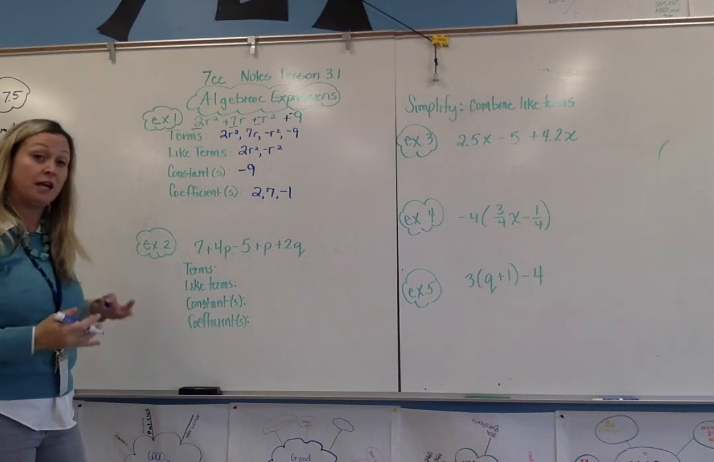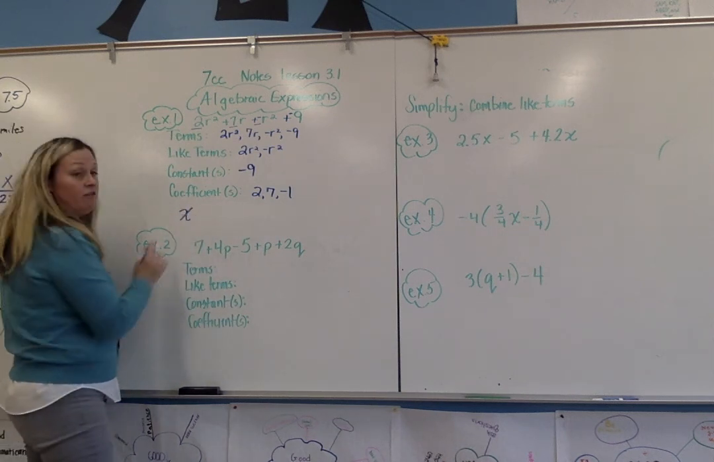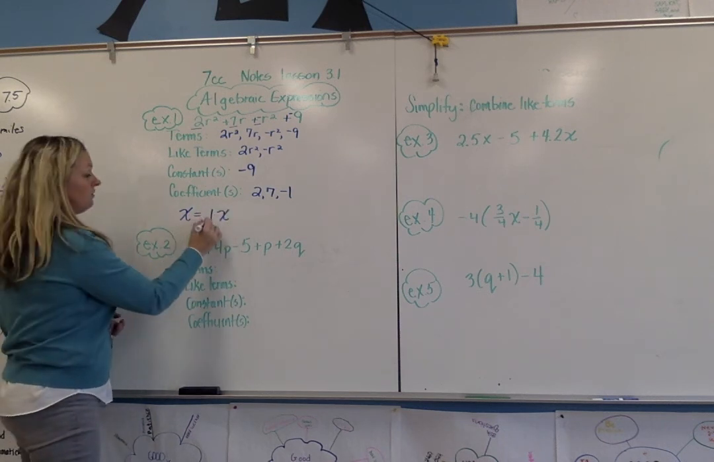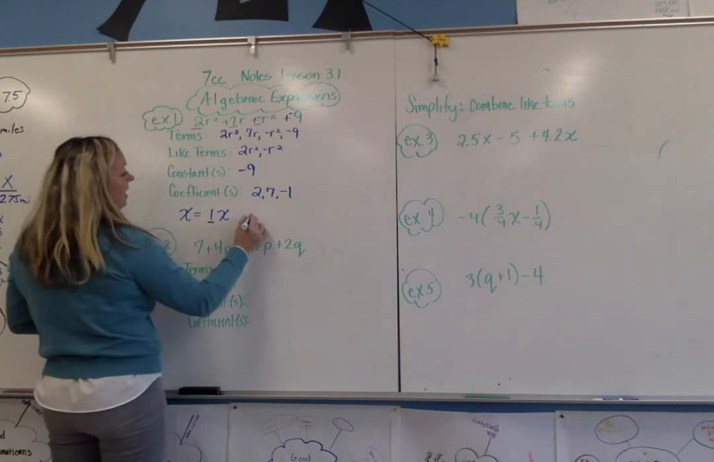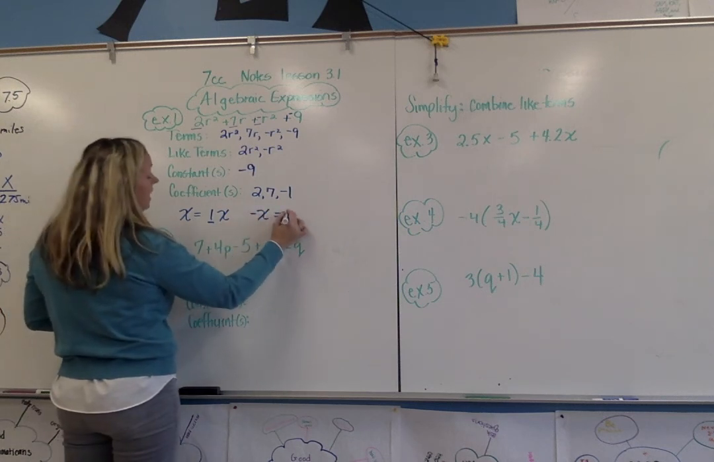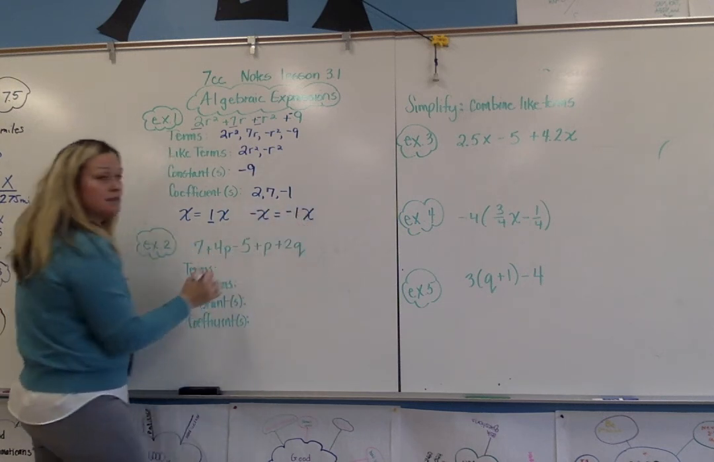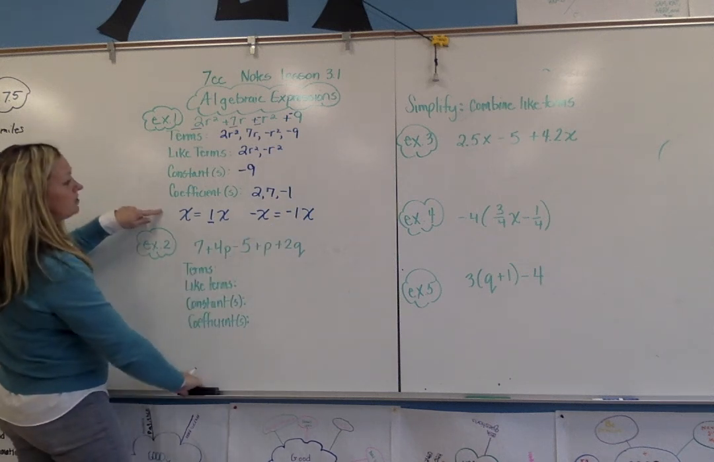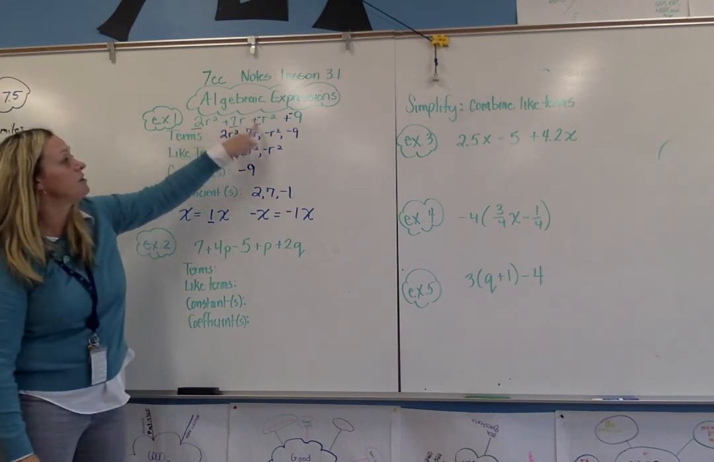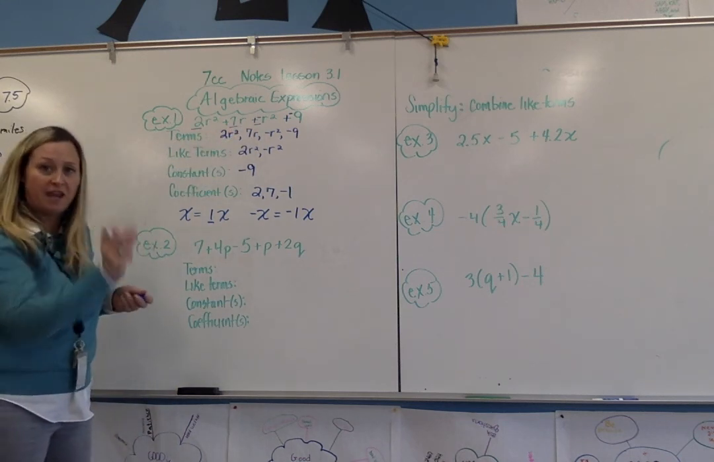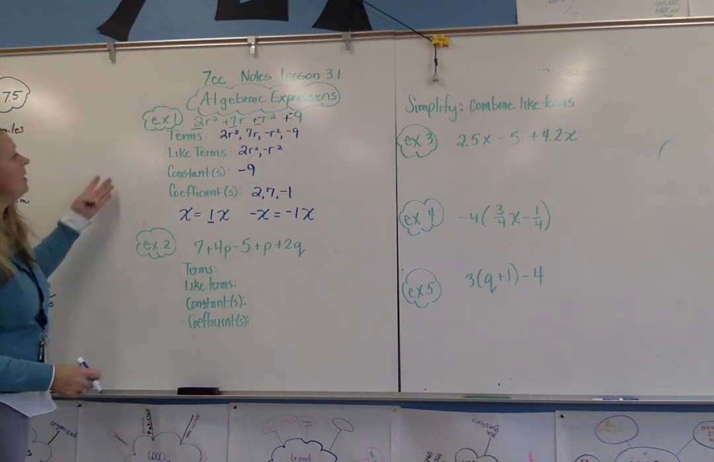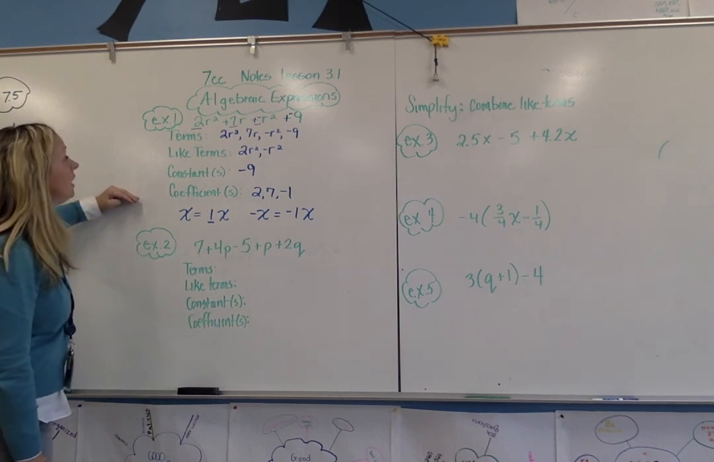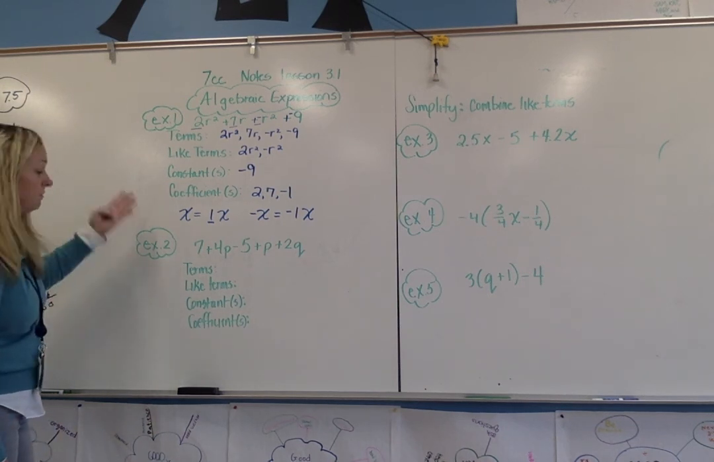So let's talk about where that negative 1 came from. If I have the variable x, that means I have 1x, so the coefficient is 1. If I have a negative x, that means I have 1 negative x, so the coefficient is negative 1. So when I'm looking at coefficients, I'm looking at the numbers in front of the variables of a term that has a variable in it. All right. So you need to be familiar with this vocabulary and be able to identify parts of algebraic expressions. In the next part, do the same thing.